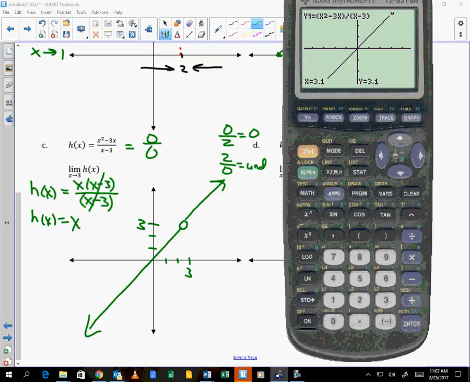But the limit, listen to this, the function does not have to have a value there in order for the limit to exist. The idea is, what are we approaching? As you get closer to 3 this way and get closer to 3 this way, what does the output get closer to? It gets closer to 3. So the limit is 3. You don't have to have a value in order for the limit to exist.